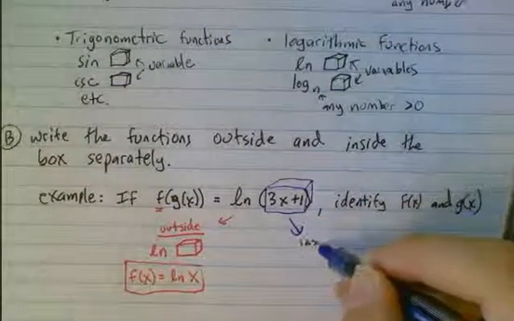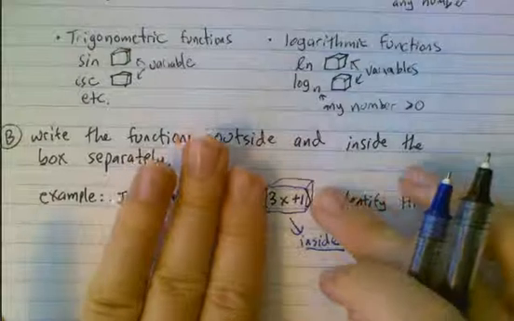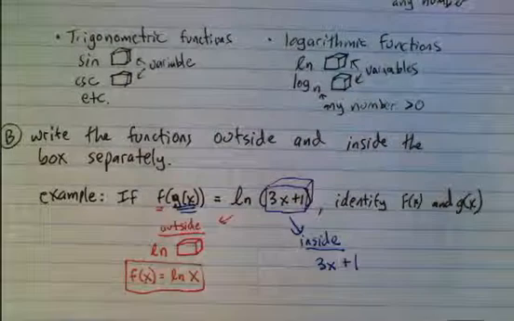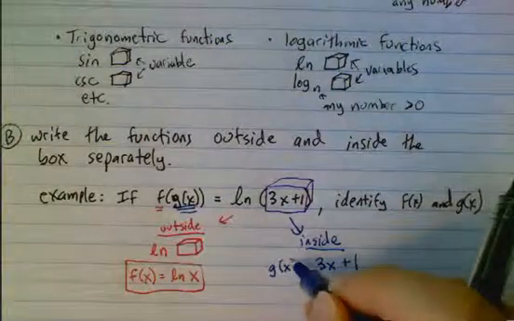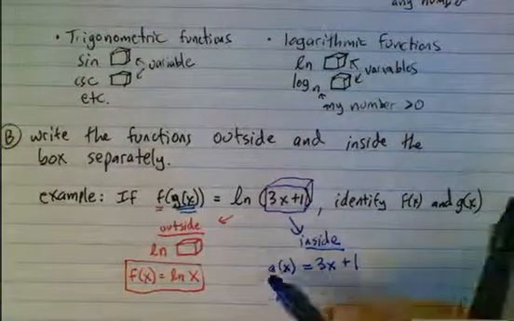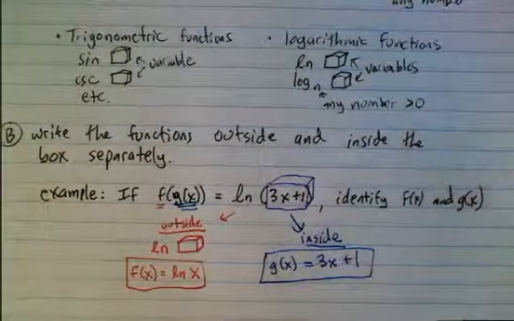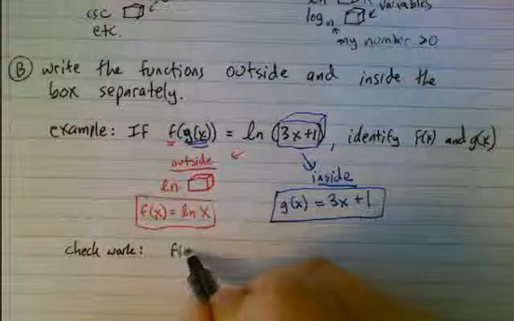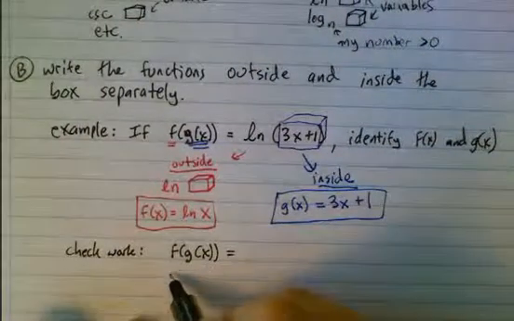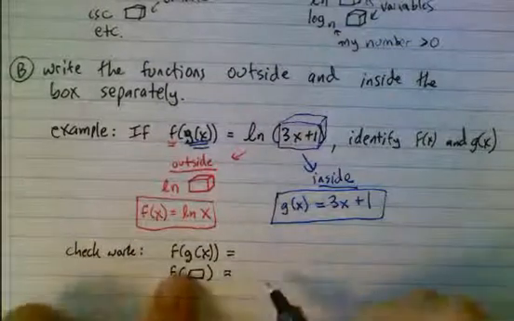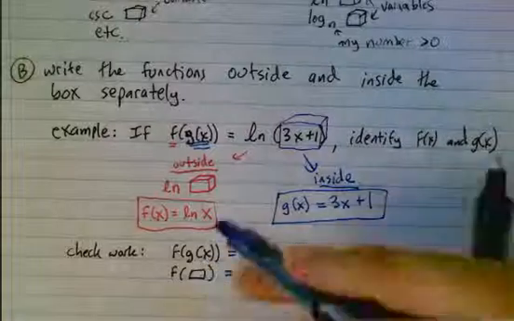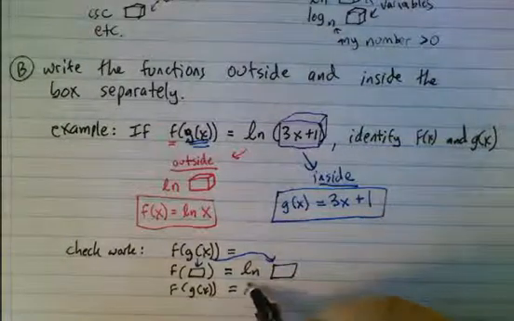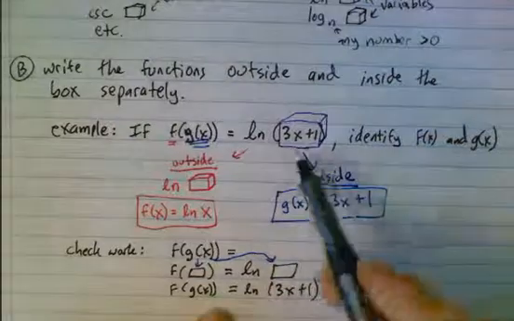And then I can also look at what's inside. So I'm just caring about what's inside that purple box there. I can see that that's 3x plus 1. There's already an x there. And notice that the inside function right here was g of x. So that means that g of x equals what's inside, 3x plus 1. Notice that if we check our work, f of g of x, so we're just going to compose it. That's going to be f of box equals ln box, and then the g of x gets put inside the box. And I said g of x was 3x plus 1. Lo and behold, we're right back where we started.